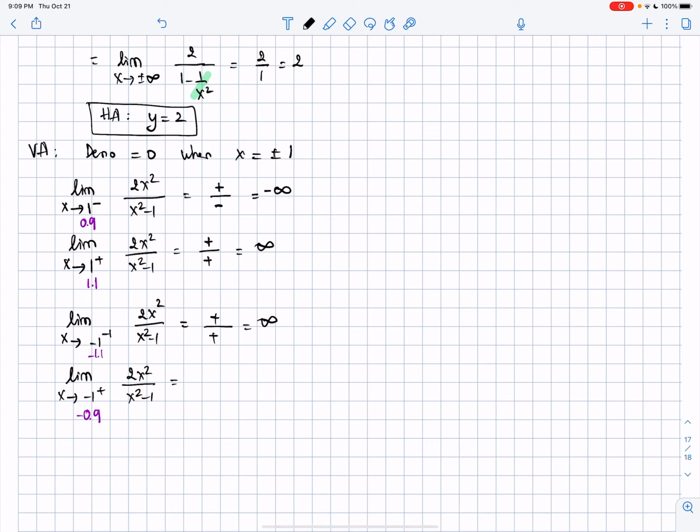And similarly, in the bottom, for x approaching negative 1 on the right side, plug in x equal negative 0.9. On the top is positive. For the bottom, we have negative 0.9 squared. It will be less than 1, so minus 1 will be negative. So we got negative infinity.